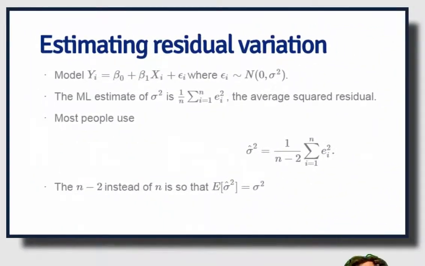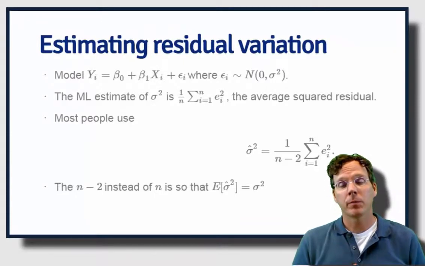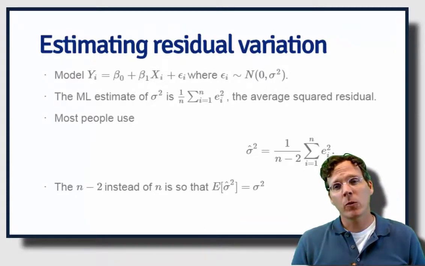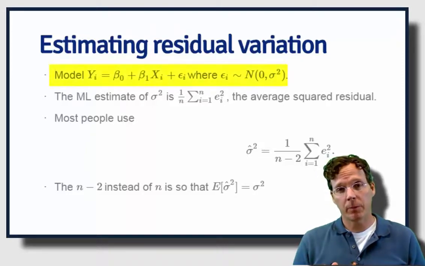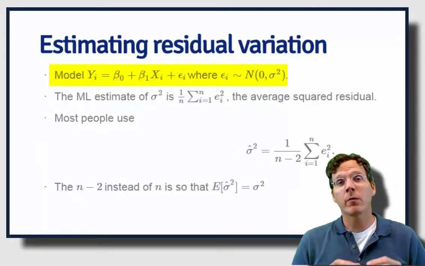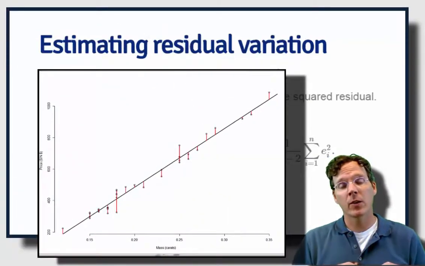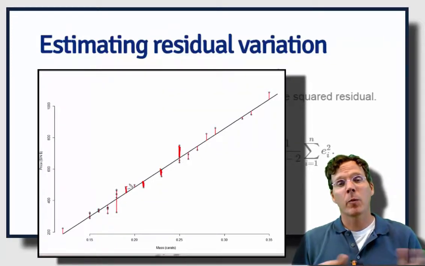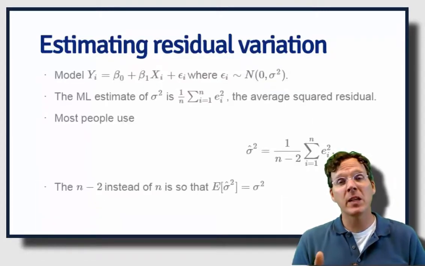Let's talk about residual variation really quickly before we finish talking about R squared. Residual variation is the variation around the regression line. So remember, our residuals are the vertical distances between the outcomes and the fitted regression line. Remember, if we include an intercept, the residuals have to sum to 0, which means their mean is 0.